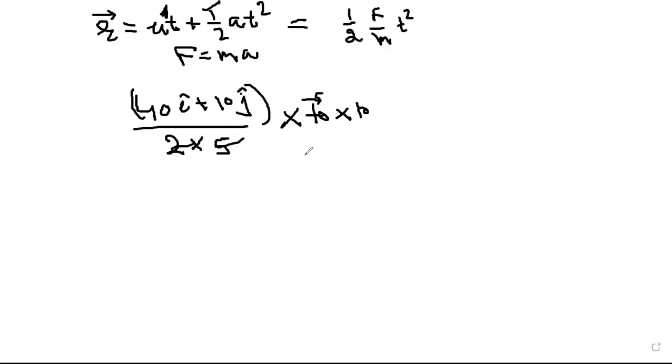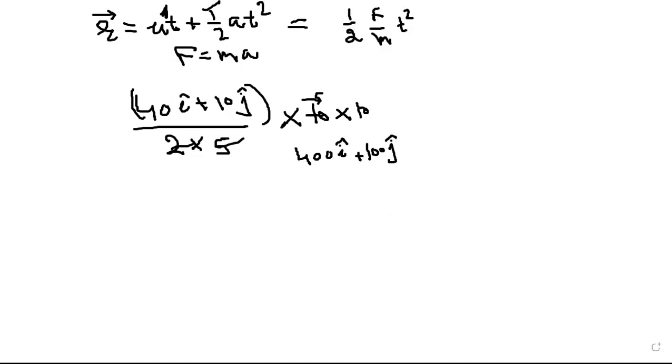So 40i plus 10j, multiplied with 10. 40 multiplied by 10 means 400 i unit vector plus 100j. Very easy question. 100j. So this is your answer. You can check on the screen which is the right answer.